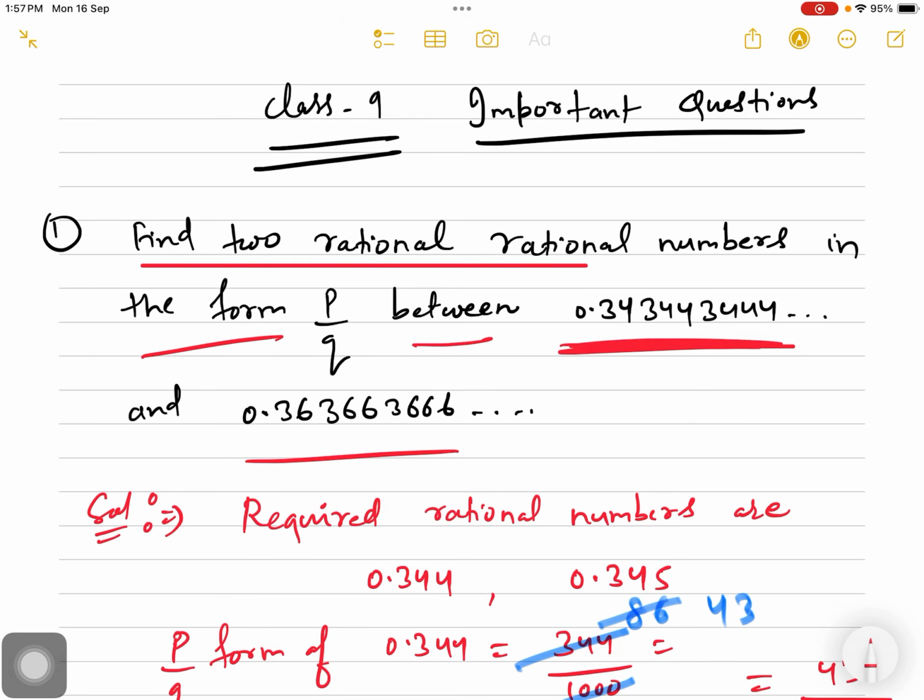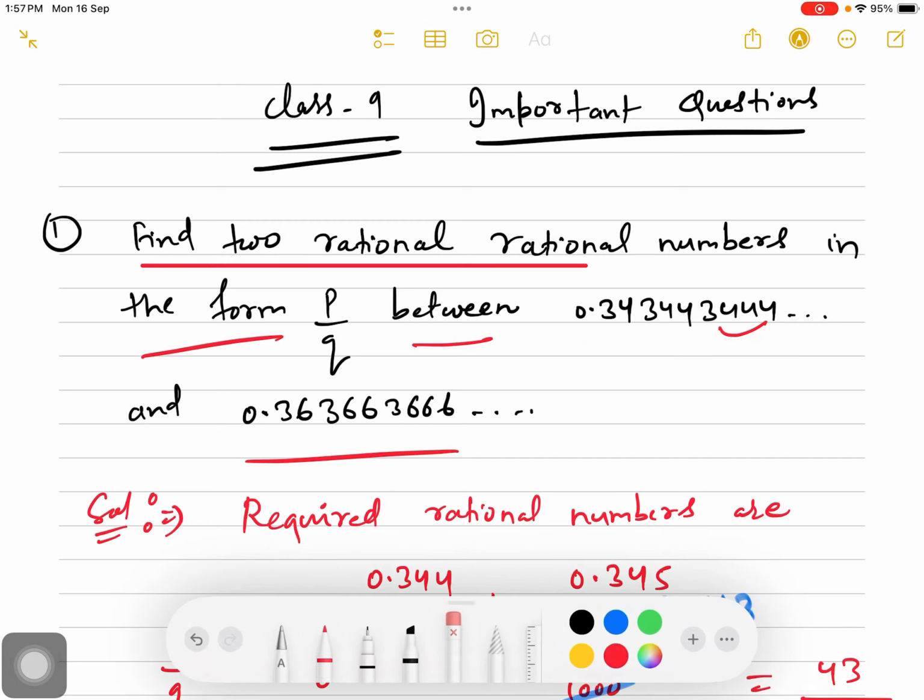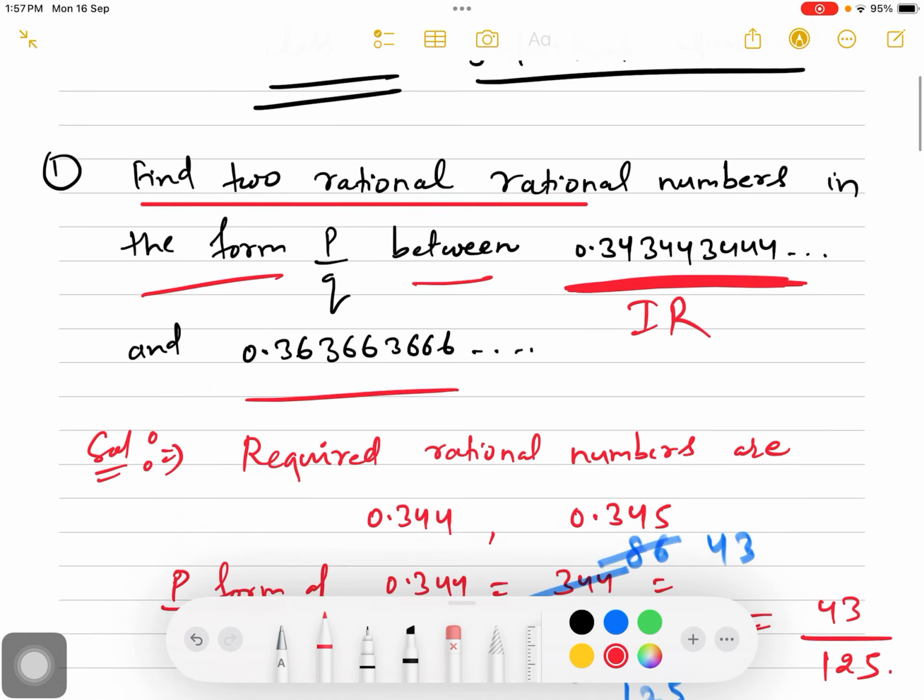Okay, so if you see this number, 0.34344344 and so on, that means it is non-terminating, also not recurring. Why? Because no repeating pattern is there. Here 3 4, then here 3 4 4, then here 4 4. Also the division is not getting over. So this number is non-terminating and non-recurring. So when the number is non-terminating as well as non-recurring, then we can say it is an irrational number.